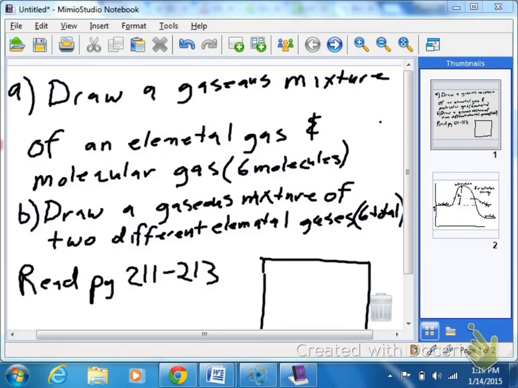So once again, you'll draw a box like we did yesterday. And you need to interpret what this means by writing the particles in the box. I need at least one elemental gas in there, and then a molecular gas. Okay? And B, draw a gaseous mixture of two different elemental gases.